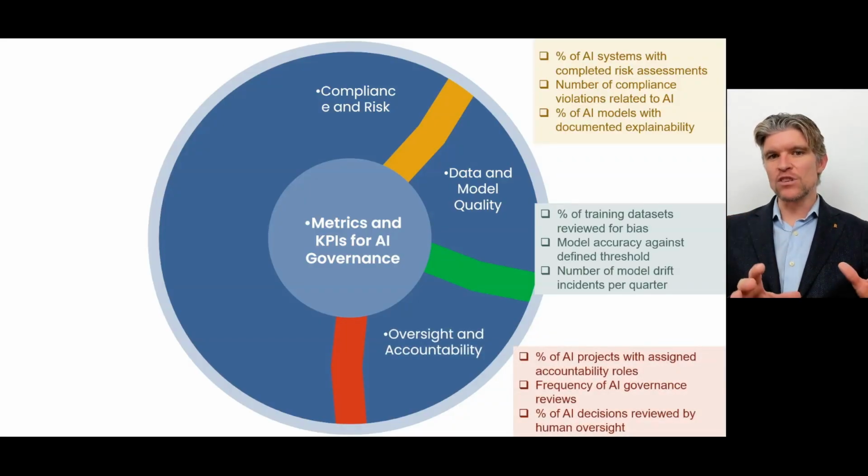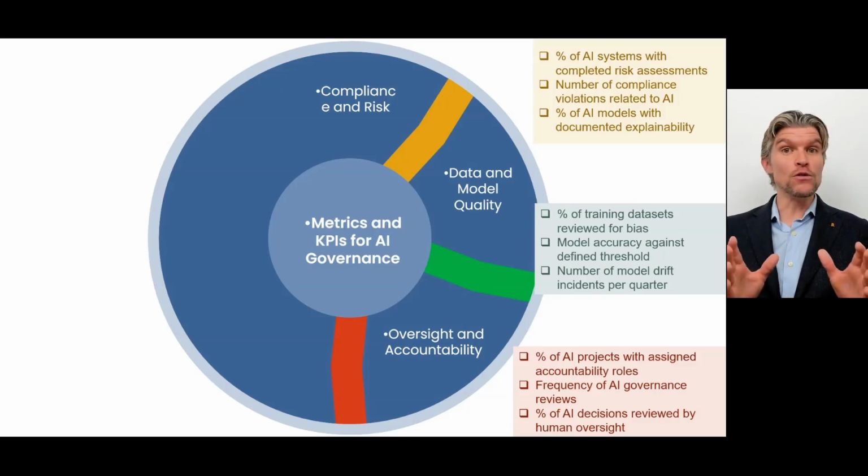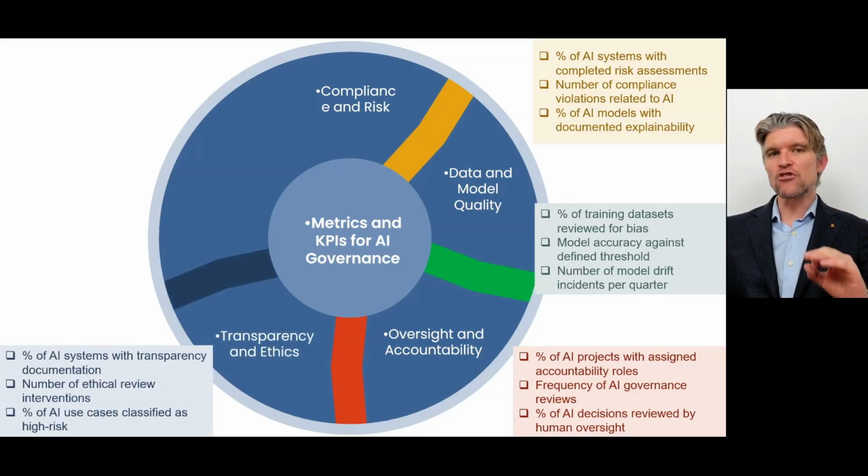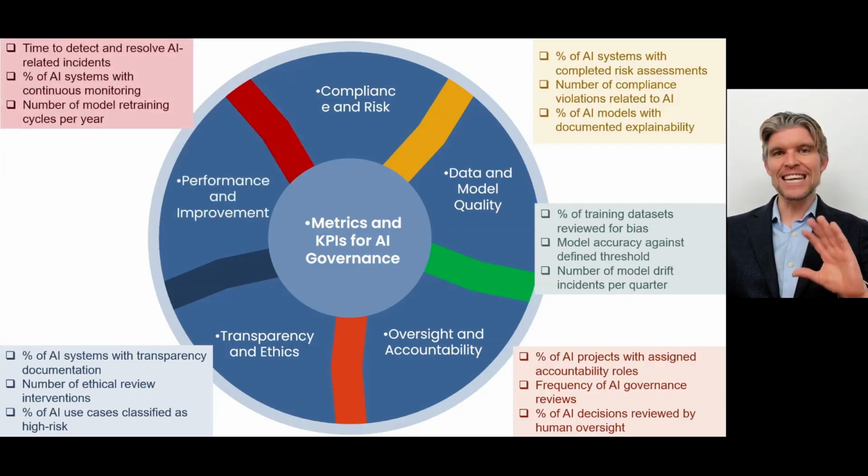We look at accountability and oversight. You could use something like frequency of AI governance reviews for this as a certain key performance indicator. In transparency and ethics, we can look at something like percentage of AI systems with transparency documentation. Or finally, in performance and improvement, we can look at something like a KPI like number of model retraining cycles per year. All of these metrics, these are just examples, whatever they are, they're supposed to help the organization monitor the different parts of your organization.